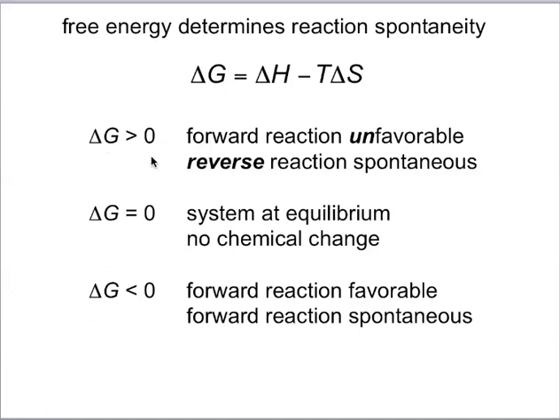So that spontaneity, once again, whether a reaction proceeds or not, will depend on the Gibbs free energy. Delta G greater than 0 tells us that the reaction is unfavorable. Positive free energies are unfavorable, and the reverse reaction instead is the spontaneous reaction. At delta G of 0, the system is at equilibrium. There's no chemical flux. And for negative free energies, the reaction is favorable and spontaneous. Those are sort of definitions.